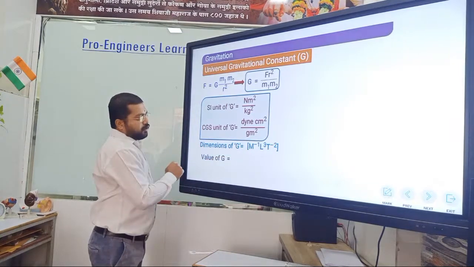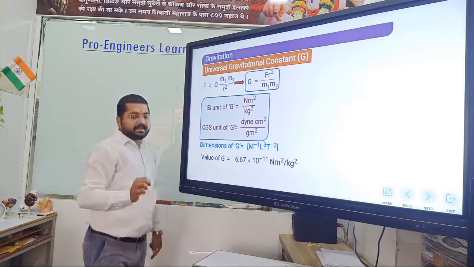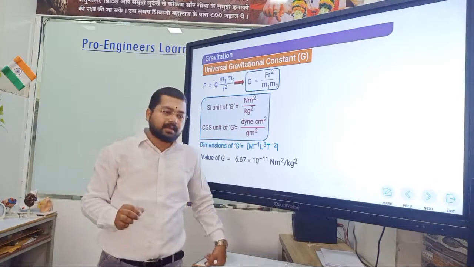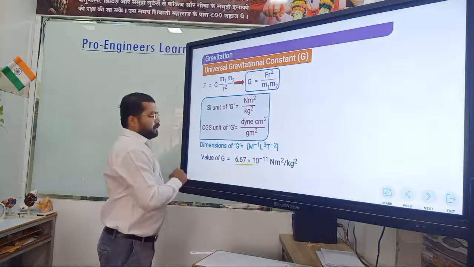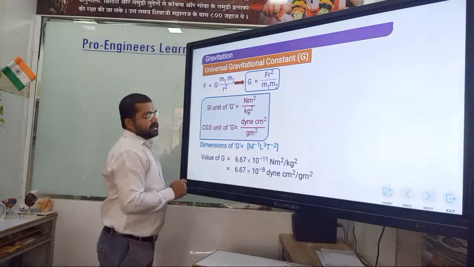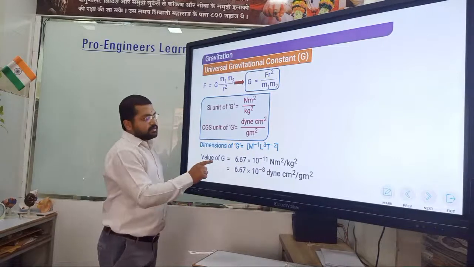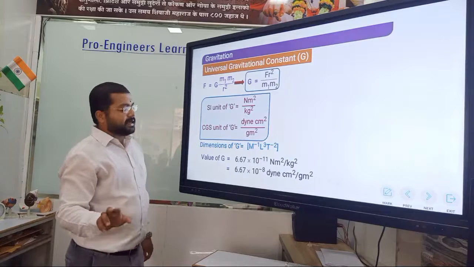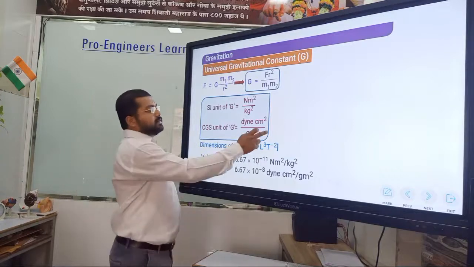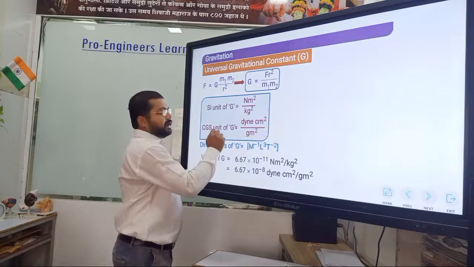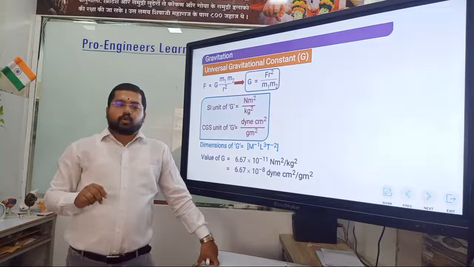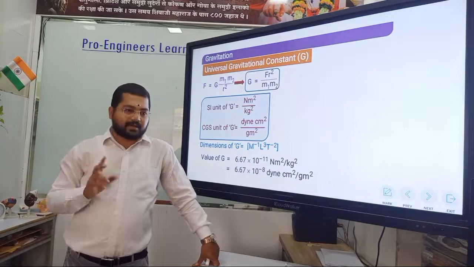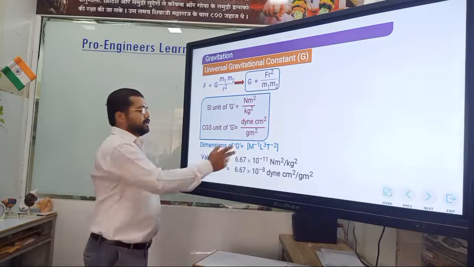Now, what is the value of G? 6.67 into 10 raised to minus 11 Newton meter square upon kg square. The same value we can write in CGS: 6.67 into 10 raised to minus 8 dyne centimeter square upon gm square. Those who want to note down all this can pause the video anytime and note it down, or revise it afterward.